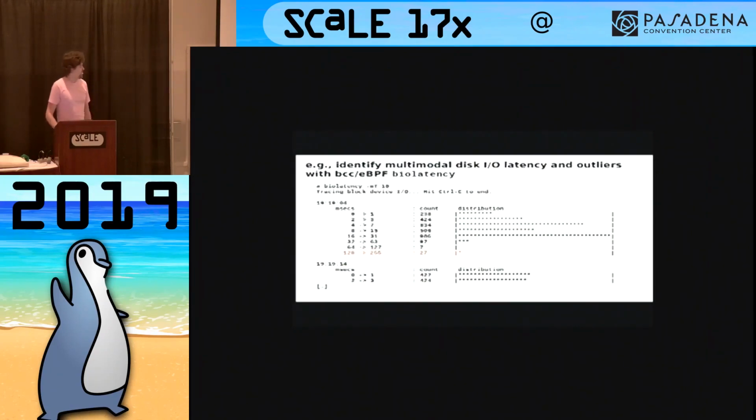As an example, just to have one in the slides, this is a BCC tool called biolatency. It's showing the disk IO latency as a histogram. It's efficient. The count column is what's maintained in kernel context, and it just copies the count column to user space, and user space prints this out. In prior implementations, I had to dump out every disk event and post-process in user space, and that's too expensive.